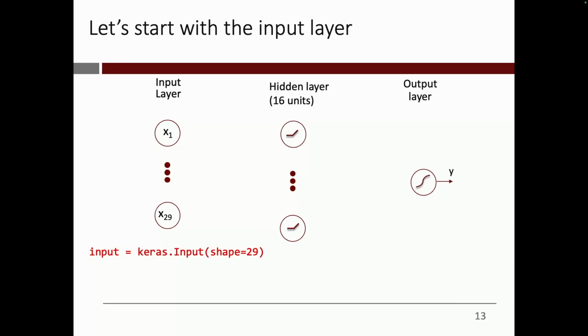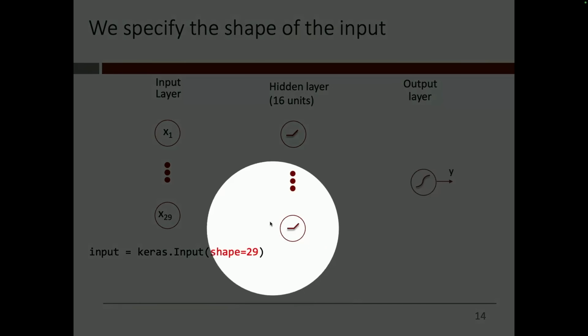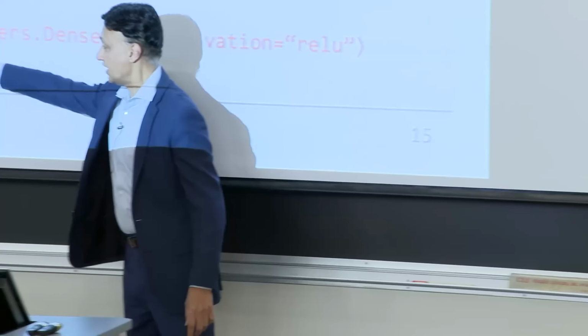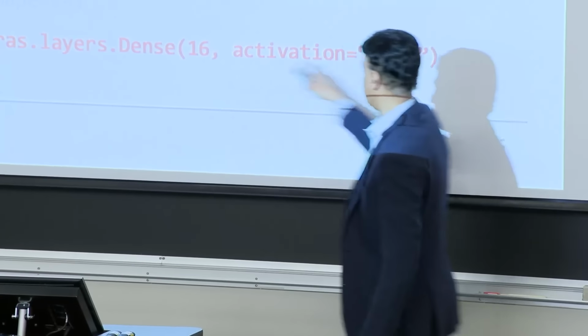Okay? Good. Next. We specify the shape of the input, as I mentioned, right there. Then we go to the next one. And here, and we will unpack this. The way you define a layer is typically a hidden layer, keras.layers.dense, and all this stuff.